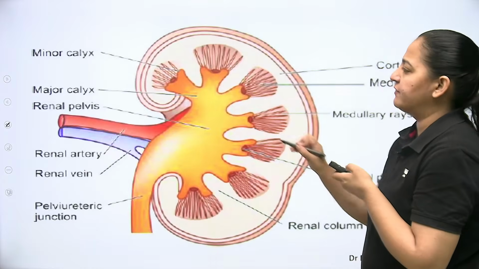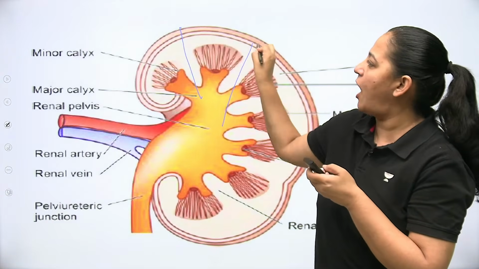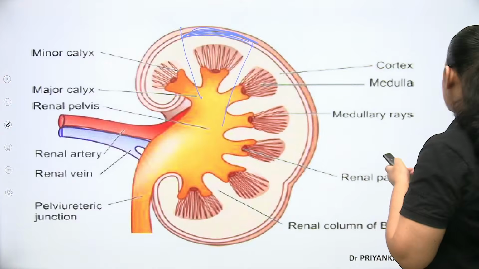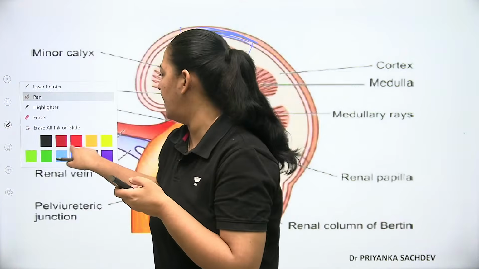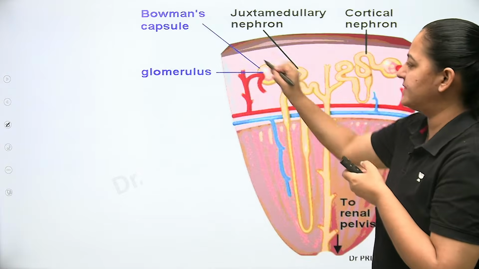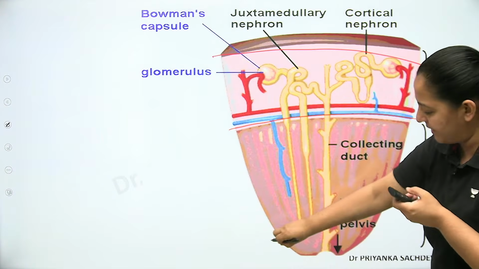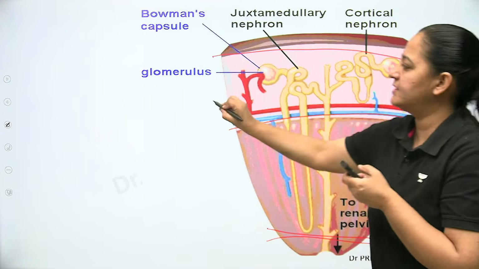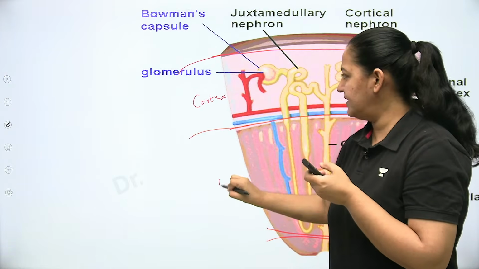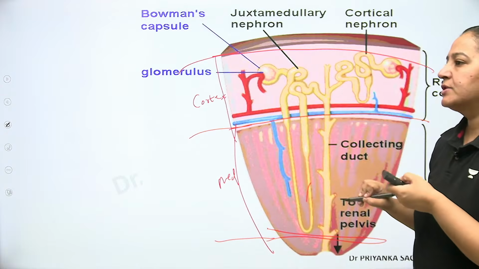Now let me cut a section of the kidney from here. If I cut the section of the kidney from here, I can see this portion is the outermost cortex, and the inner portion is the medulla. So in this diagram, you can see this is the outermost cortex I am talking about, and this is the inner medulla. From here to here, it's cortex, and this portion is medulla. You can appreciate this portion is medulla, this portion is cortex. So I hope you got it.